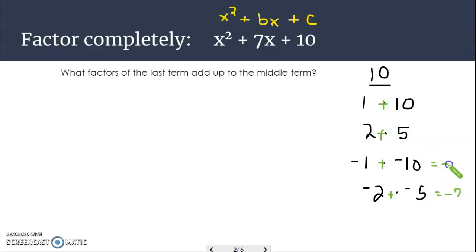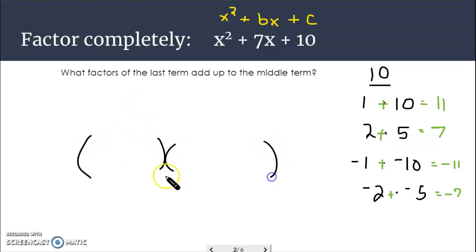This gives us negative 7. This gives us negative 11. This gives us positive 7. This gives us positive 11. The factor pair that we want is right here, the 2 and the 5. 2 times 5 multiplies to 10. 2 plus 5 adds to 7. Those two numbers are important because that's how we set up our answer.